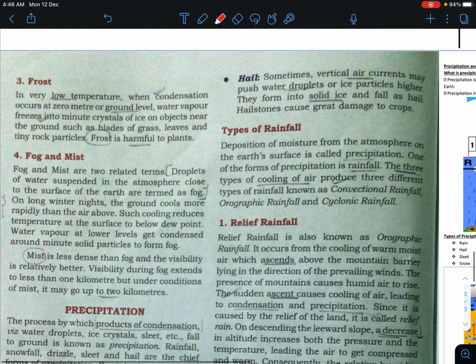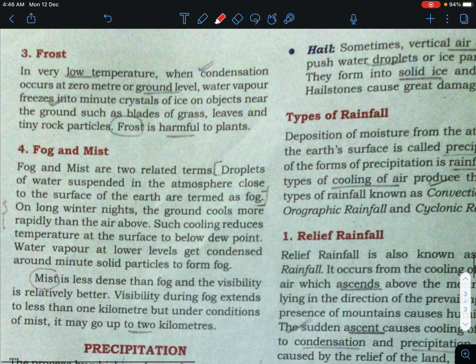Okay, now we will study what frost is. At a very low temperature, below the dew point or below the freezing point, when condensation occurs at ground level, the water vapor freezes into minute crystals of ice on objects near the ground.